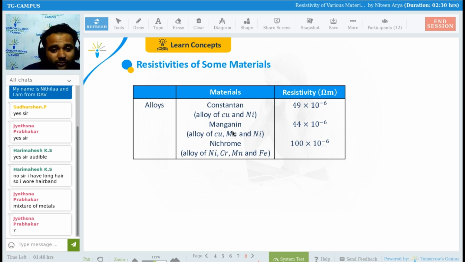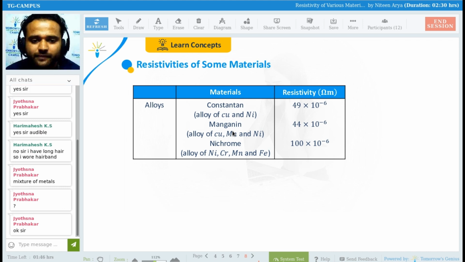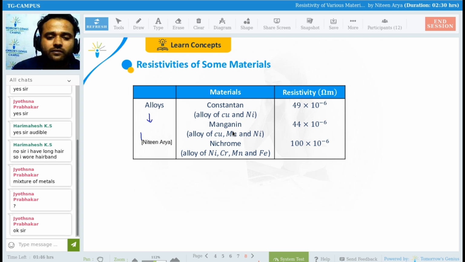Homogeneous or heterogeneous, I don't know about that much, but fixed ratio. They are mixed in a particular fixed ratio. If copper is going to be 90%, then nickel is going to be 10%, always and always constant. Okay. So alloy is a mixture of two or more conductors, but in a fixed ratio. Fixed ratio.